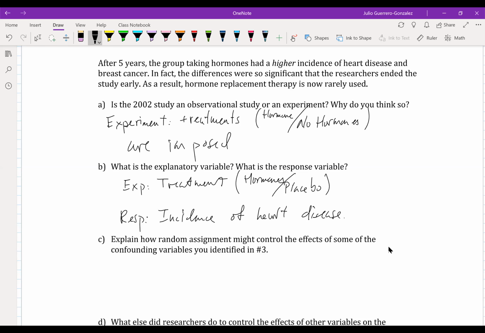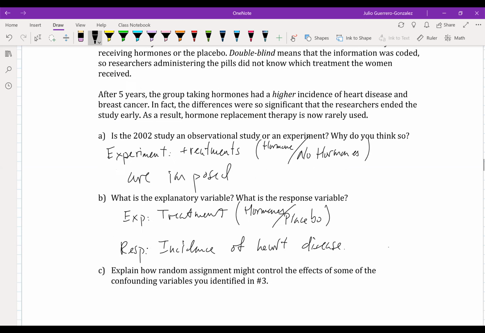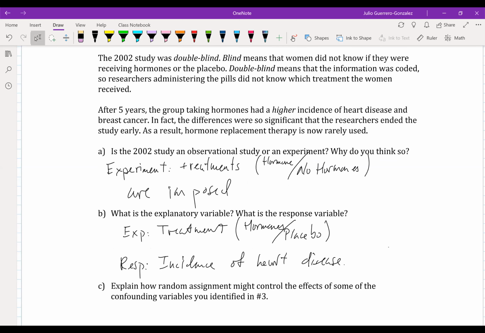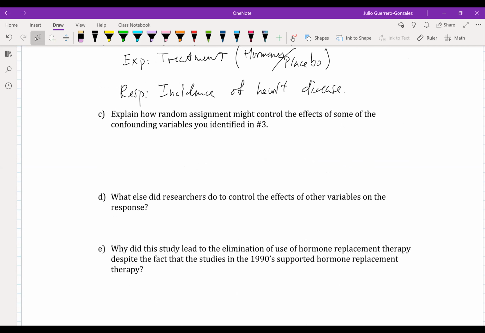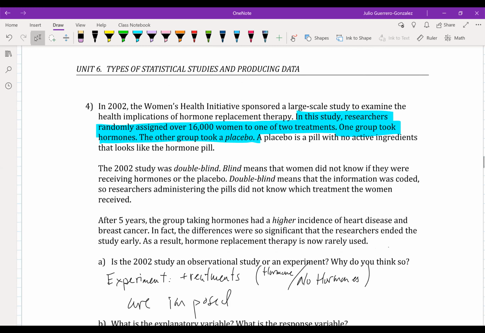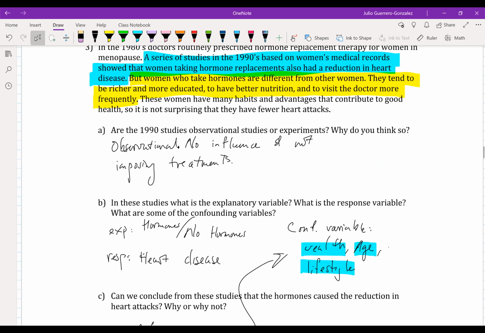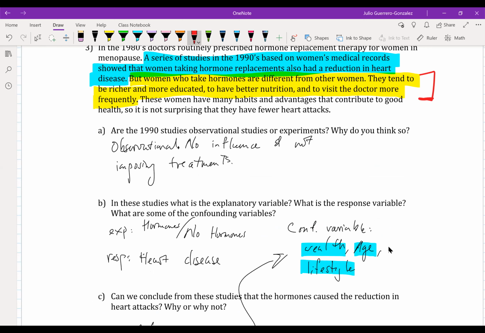So notice the difference between 3 and 4. In this case, the subjects were forced to take one pill or the other. And in 3, they took whatever they want, and we just observed whatever change there was, right? Explain how random assignment might control the effects of some of the confounding variables you identified in 3. So in 3, there was a bunch of confounding variables, right? In particular, there were all of these in yellow, right?